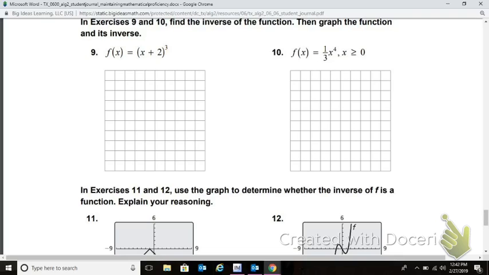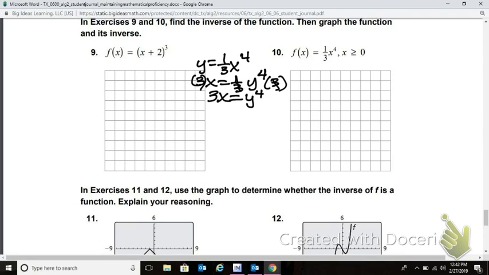All right, so we will start with y equals 1/3 x to the 4th, and we will switch x and y. Okay, so let's see. We need to clear the multiplication before we clear the exponent. We go backwards order of operations, remember. So we'll multiply both sides by 3.